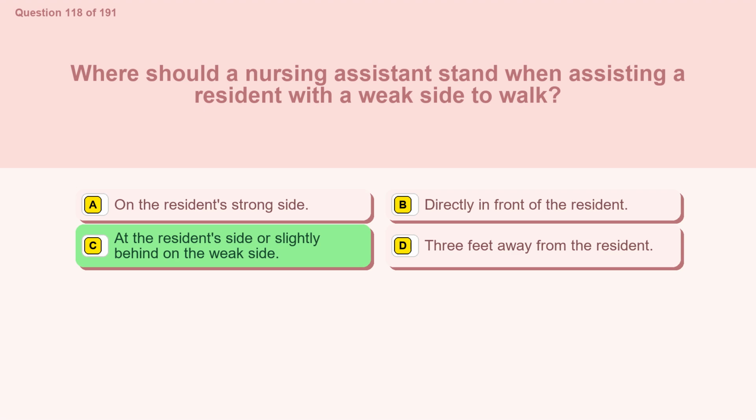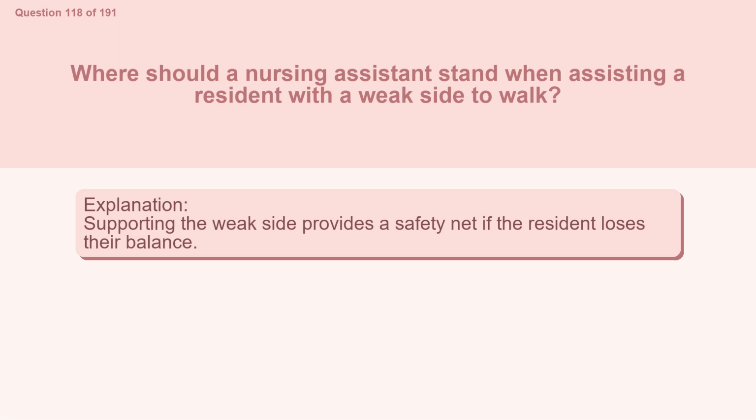The correct answer is option C. At the resident's side or slightly behind on the weak side. Supporting the weak side provides a safety net if the resident loses their balance.